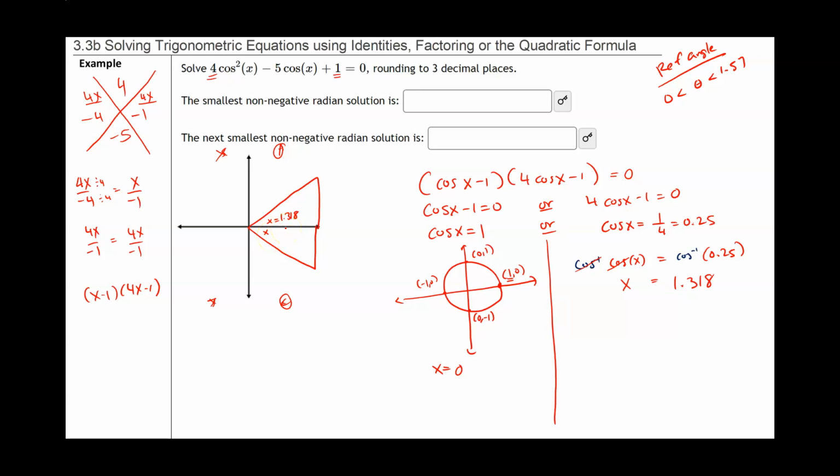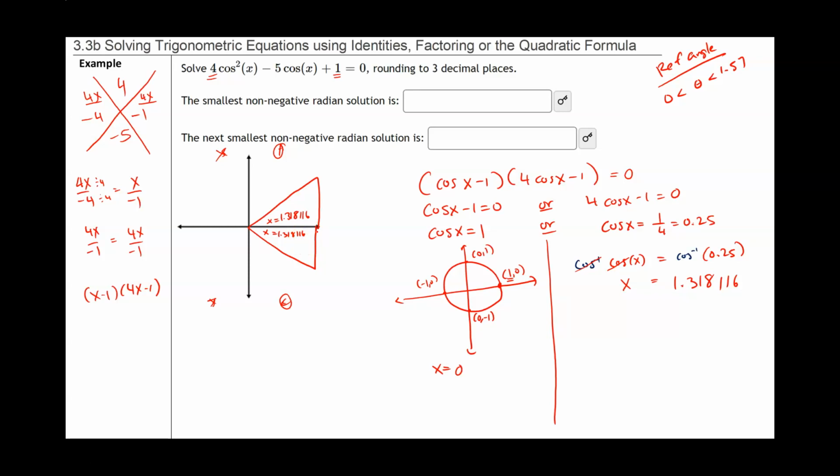Actually, you know what? I should be using 6 decimals. I apologize. I should be using 6 decimals and not 3, which I have said before, and I just need to be better about following. So if I take the inverse cosine of 0.25 with 6 decimals, that's 1.318116. Until the very last step, use at least 6 decimals to make sure that you don't get a rounding error.